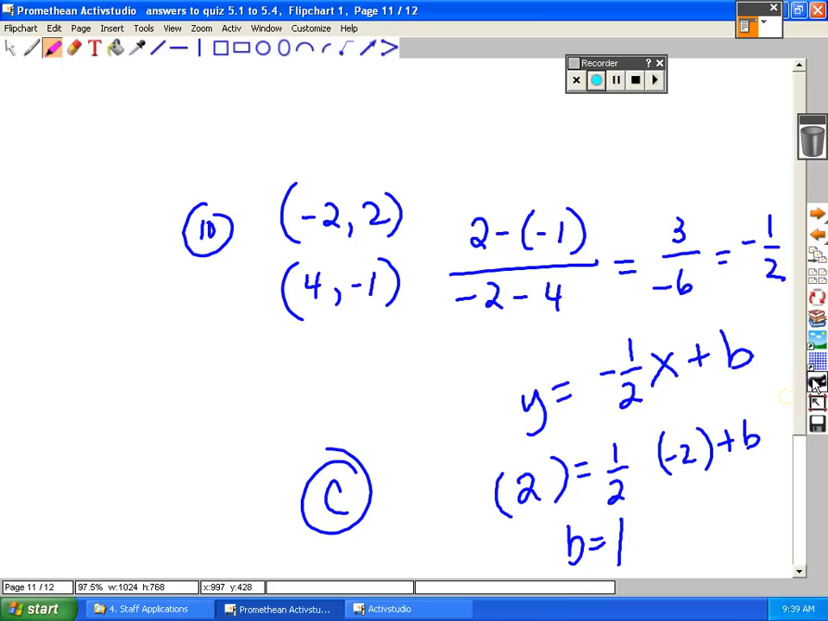And last, I just showed my work here, but it gives us 2 points. This is just like another one on the quiz. We found the slope to be -1/2, and I plug in my -1/2 along with either one of these points. I plugged in the -2, 2, and I solve for b. You end up getting b equals 1, so that's why the answer is C.